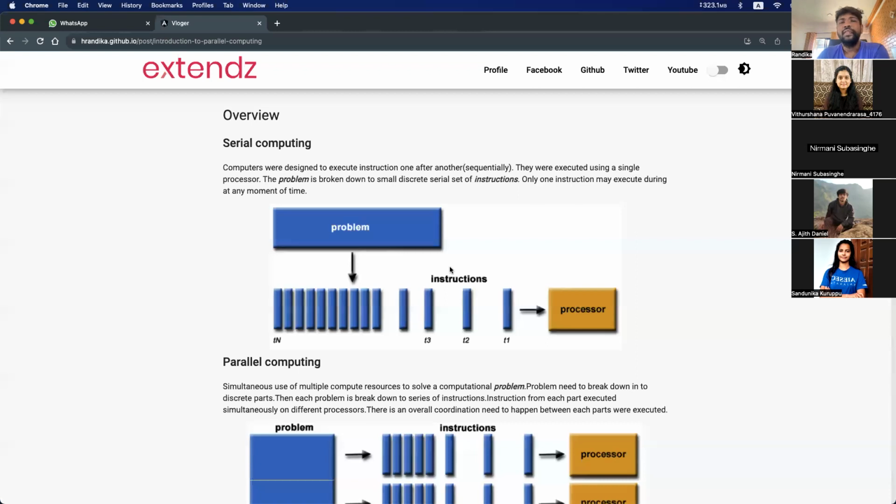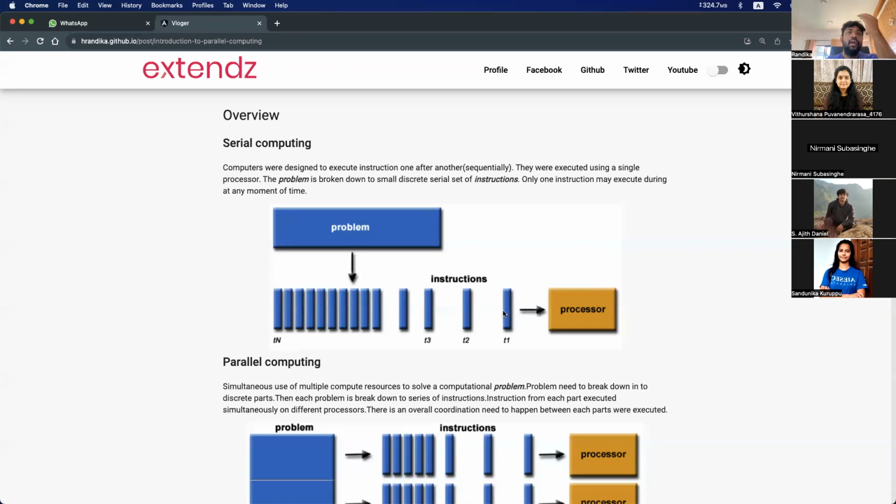So the first thing that you guys need to remember: the problem gets chunked down to instructions, and at a given moment, only one instruction will be executed. Okay, that is the definition of a serial computer. So you can't expect at t1 there will be two instructions executing at the same time. No, that is not how a serial computer works. You have a processor, and this processor will only accept one single instruction at a given time.